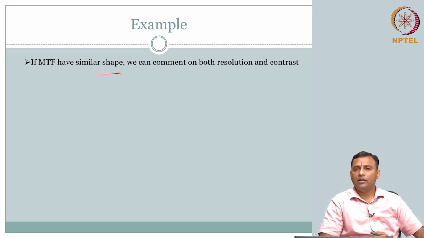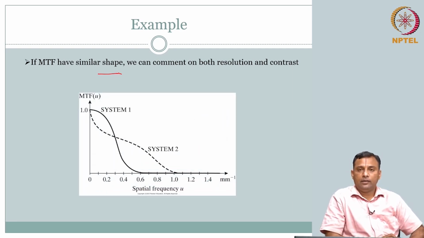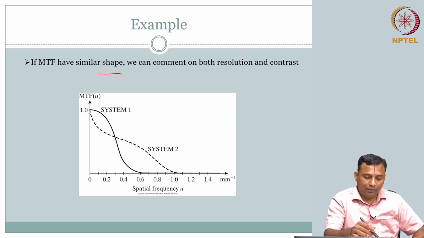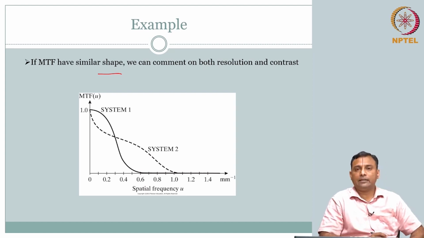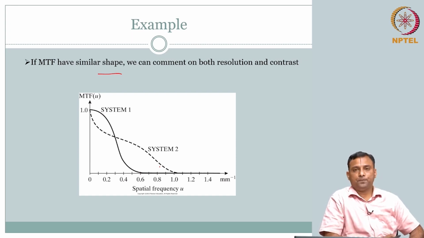We can comment. The challenge is, what if you get a response like this? Essentially you have a system 1 that is characterized by an MTF with the solid black line that you see, and a system 2 that is characterized by another MTF. So which one will you choose?